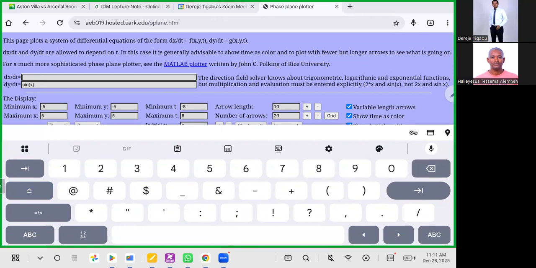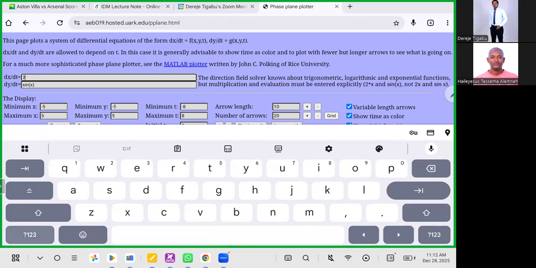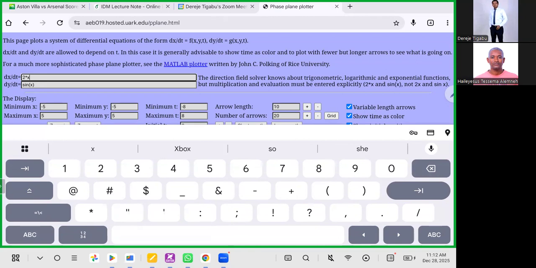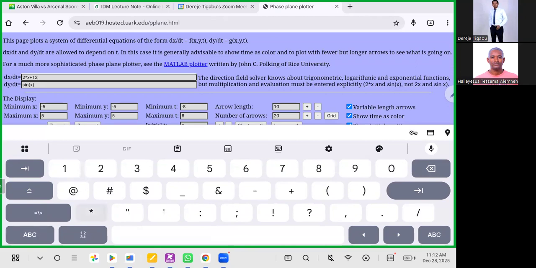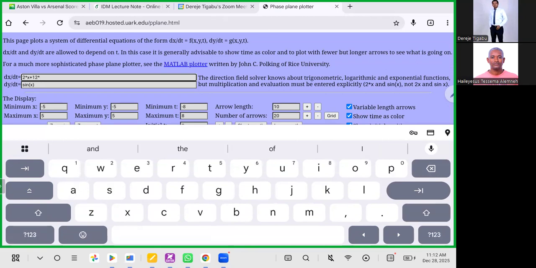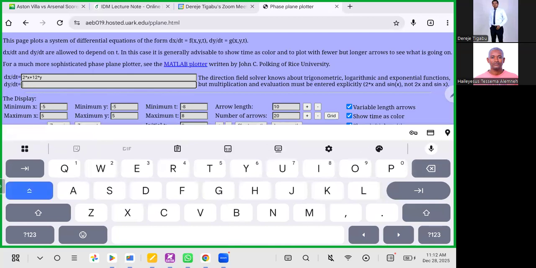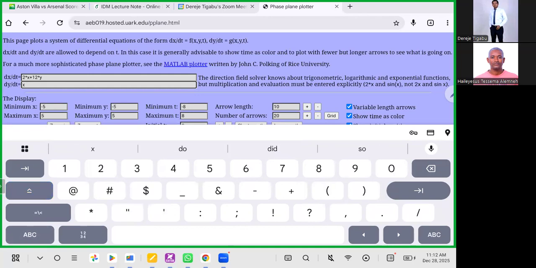So which is 2x, I think it needs to start 2x plus 12y, and here x plus y, is that? Yeah, x plus y.